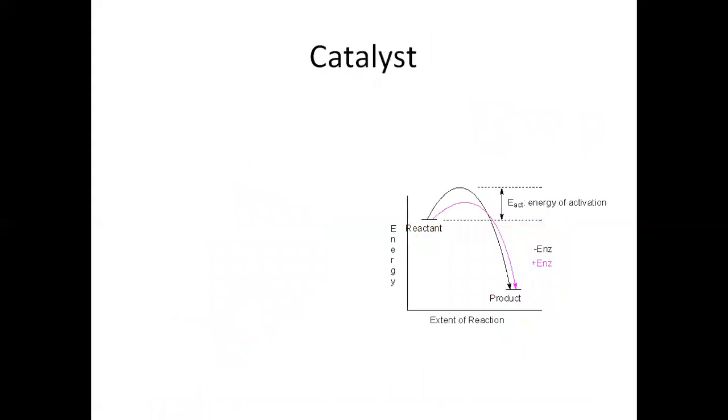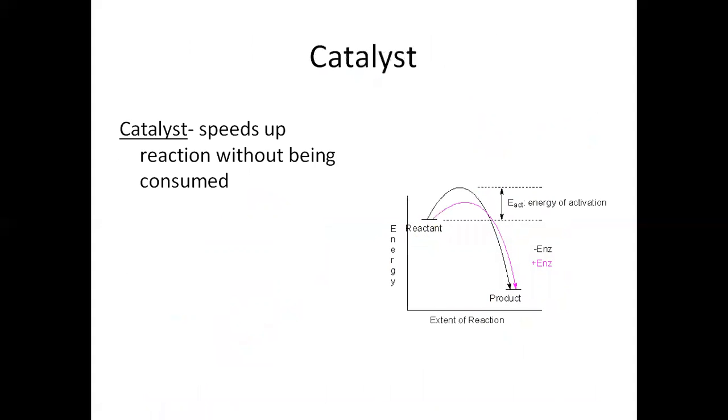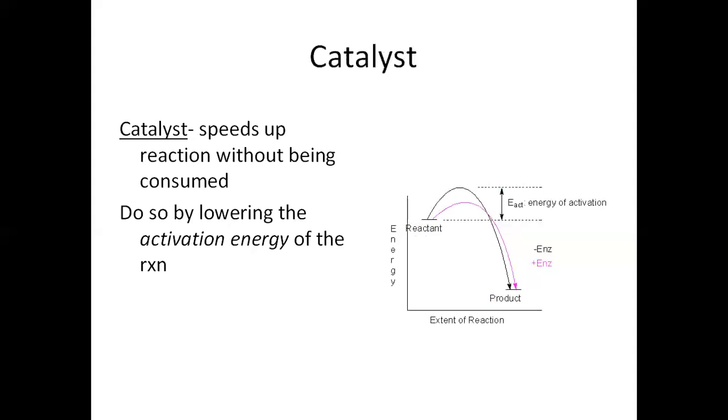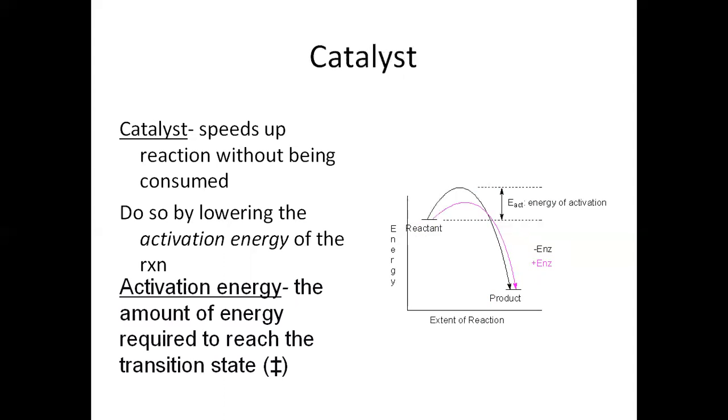Enzymes are catalysts which speed up reactions without being consumed in the reaction. They do so by lowering the activation energy of the reaction. Activation energy is the difference in energy between the reactant energy level and the transition state, which is often referred to as being the top of the hill that we have to climb over to get down the other side. The presence of the enzyme lowers the height of the hill, and therefore, at a given energy level, more molecules are able to traverse the hill.